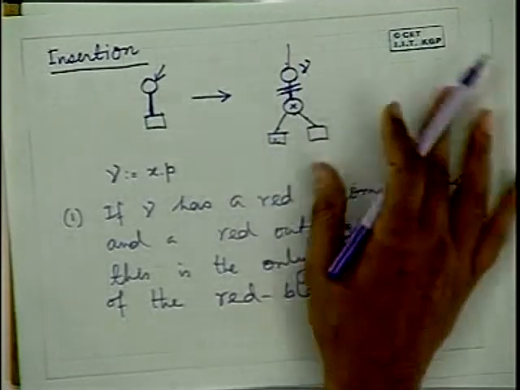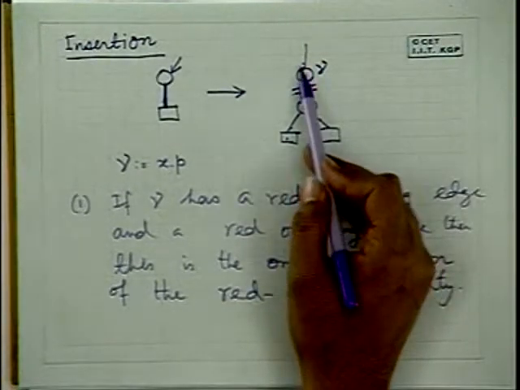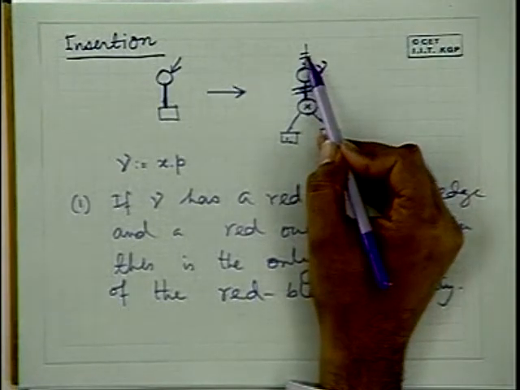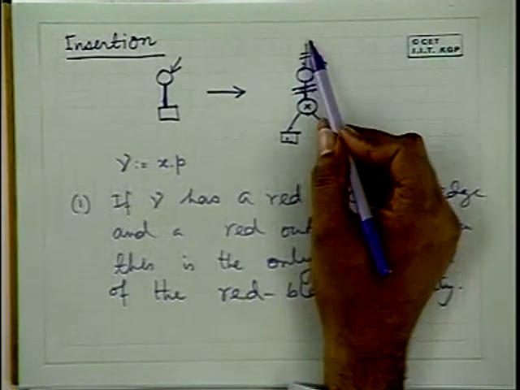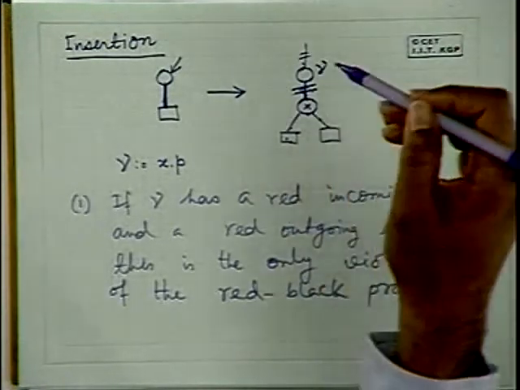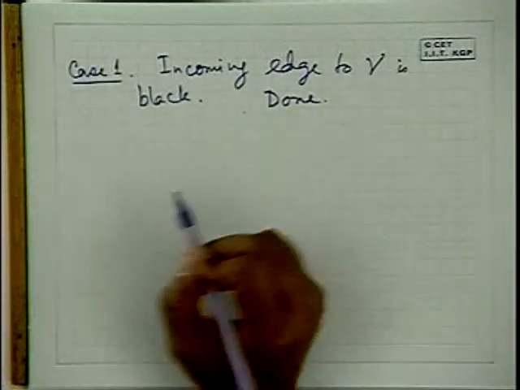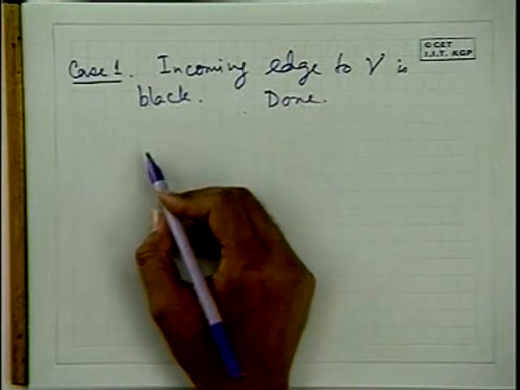Or even in the generic state, this new will be moving up. Suppose we have made this one red, so we will probably have to move up. But at some point, suppose the incoming edge is black, we are okay. There is no black-red situation anymore. We are done. So in this case, we stop. This is case 1, which is a very easy case.